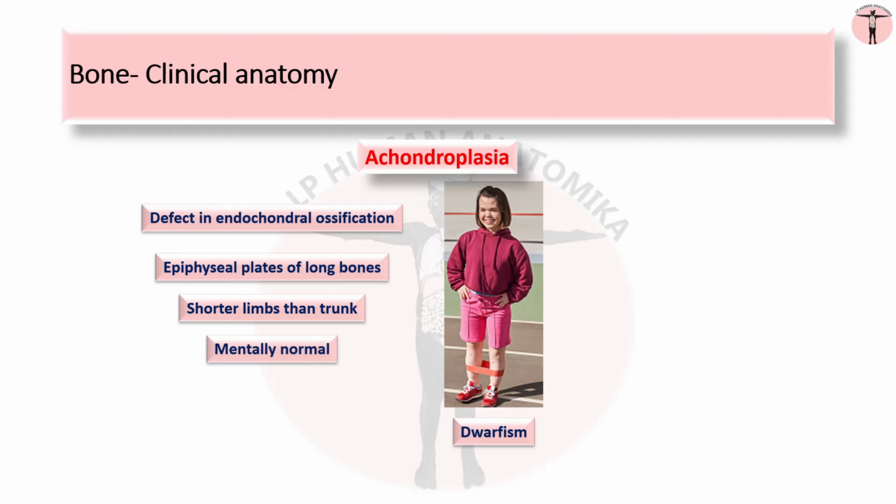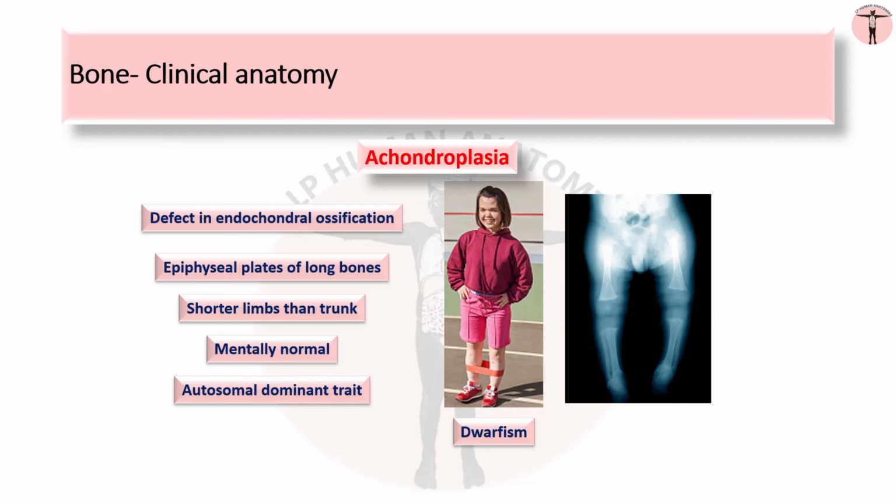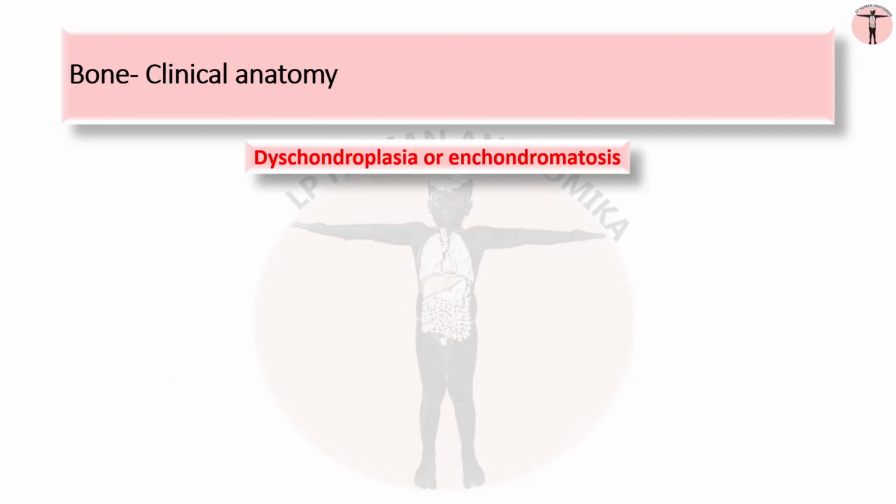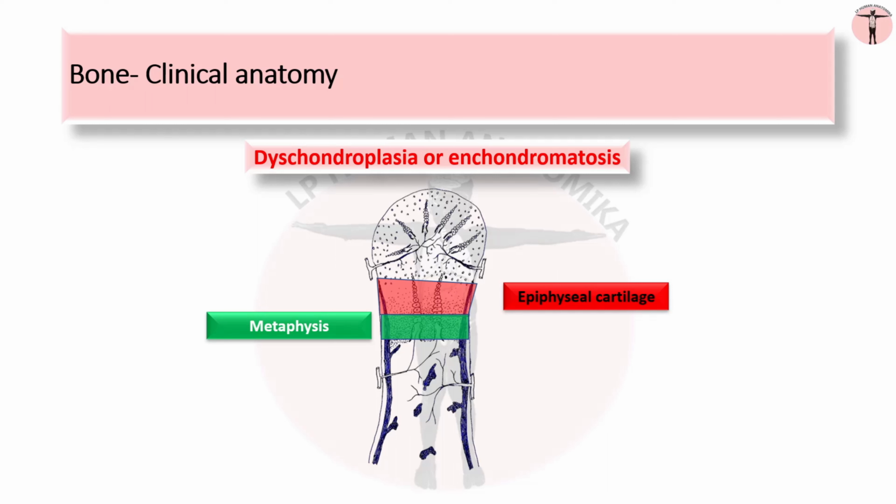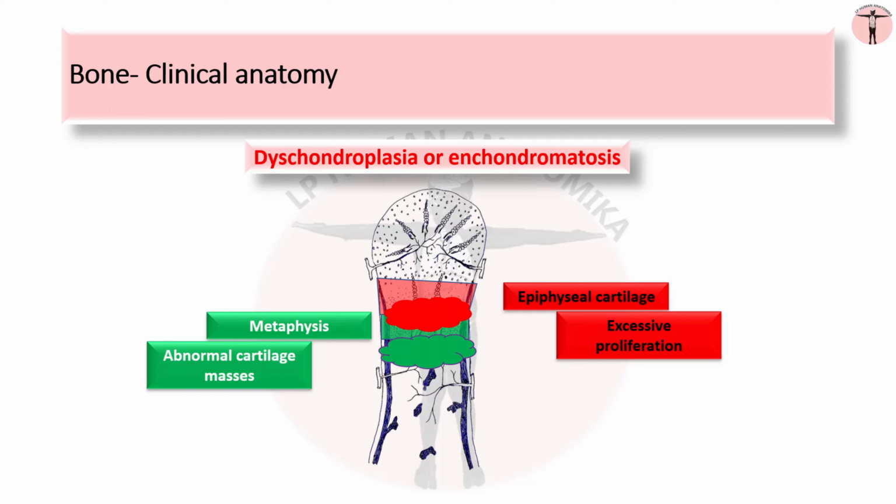This condition is inherited as an autosomal dominant trait due to mutation of fibroblast growth factor receptor 3 gene. That is the X-ray of the person with achondroplasia. Anomalies of bone formation. Dyschondroplasias or enchondromatosis involves excessive proliferation of cartilages at growth plates in the long bones. These cartilages form abnormal cartilage masses within the metaphysis.